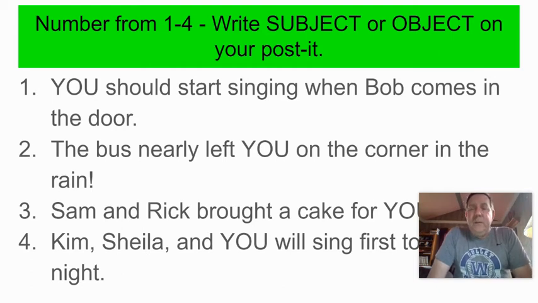Number 1, what's you? You should start singing when Bob comes in the door. Number 2, what's you? The bus nearly left you on the corner in the rain. Your answer is either subject or object. Number 3, Sam and Rick brought a cake for you. And then number 4, Kim, Sheila, and you will sing first tomorrow night. So those are you being used in a sentence. You can stop the video if you need more time.